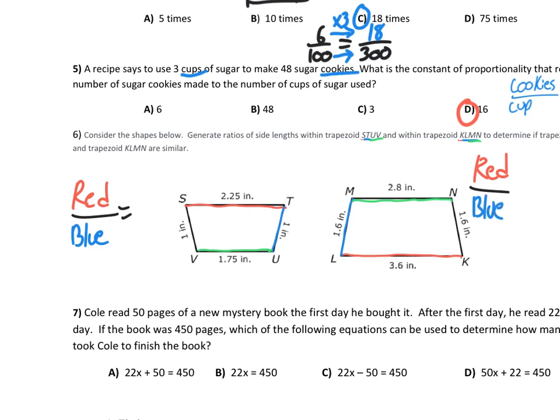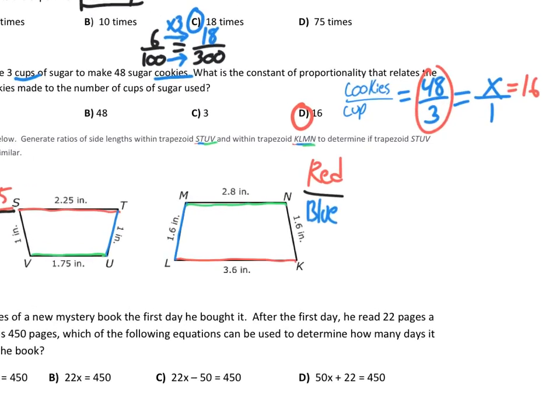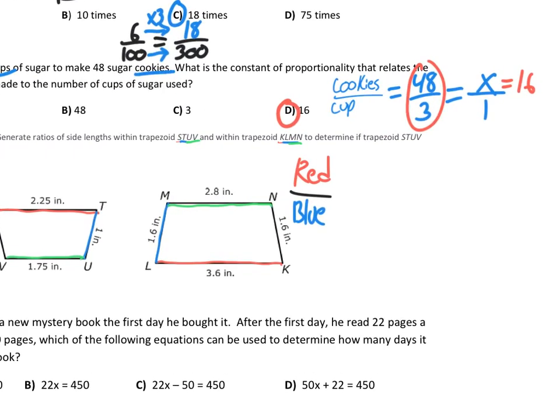So for red, on the left side, I've got 2.25 over 1. On the right side, I've got 3.6 over 1.6. So really what I'm going to do is I'm just going to divide both of these and see if I get the same number. So I've got a calculator, so I'm going to cheat a little bit. I know you guys have to do this by hand, but tough. So if I do 3.6 divided by 1.6, I'm going to get 2.25.